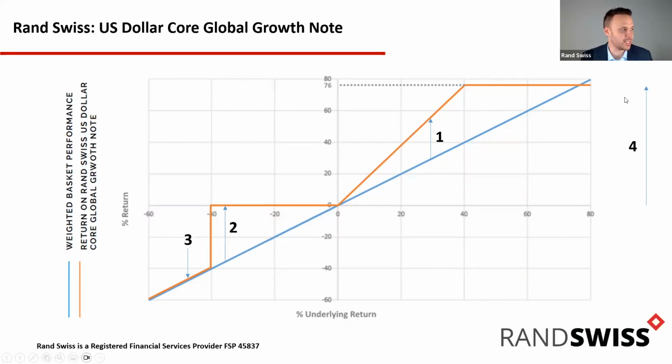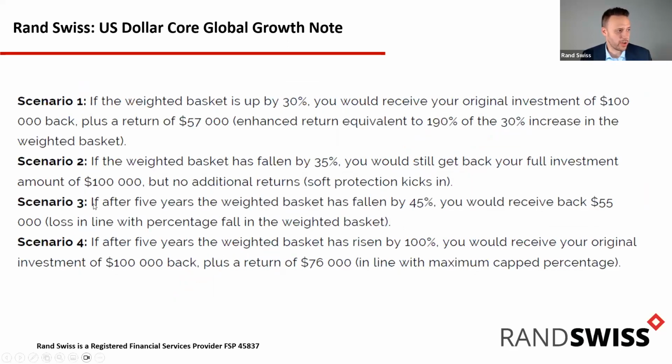And I'm going to go through the backtesting now. So if we look at scenario 3, after 5 years, the weighted basket has fallen 45%, you would receive $55,000 of your capital back.